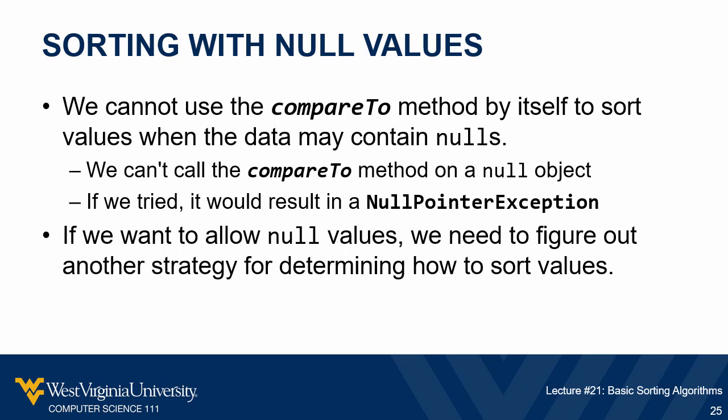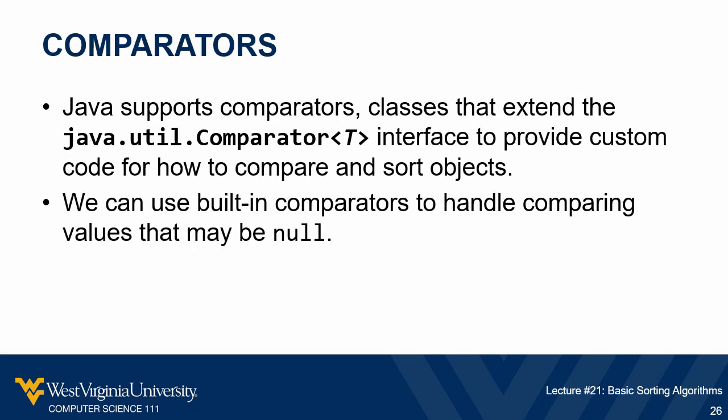If we have a case where we potentially have null values stored in our data, we want to figure out some way that we can sort them that isn't going to cause a problem with those null values. The mechanism that we're going to use to take care of nulls is what's known as a comparator. Comparator is something that's built into the java.util package, and it's an interface that we can implement to provide custom code for how to compare and then sort objects.